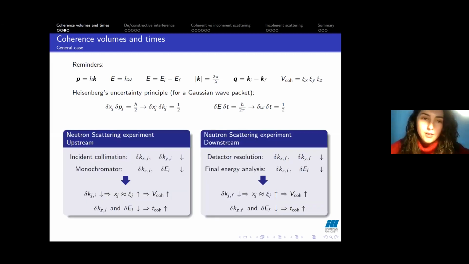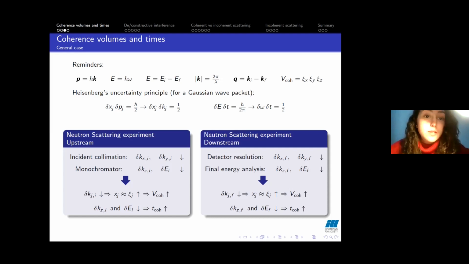The first stage is what I call the upstream, and the second stage is the downstream. So the upstream refers to the incident beam, what we do to have a good incident neutron for our experiment. So in our experiments, we do want our initial state of the neutron to be as well defined as possible. We want it to have a well-defined momentum and a well-defined energy. And for that, I guess everyone's familiar with it, what we do is monochromate the beam and collimate it as well as we can.